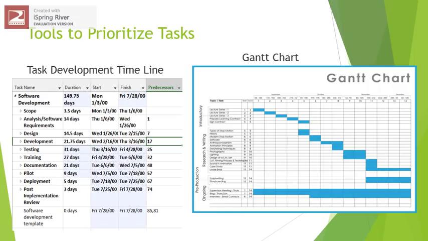A Gantt chart ultimately does the same job that a task development timeline does, except that a Gantt chart uses lines to depict the time frame for a task and the progress towards completing a task. Both of these tools encompass rows that represent the tasks that need to be completed and columns that represent the period of times. In the picture above are examples of a task development timeline and a Gantt chart.